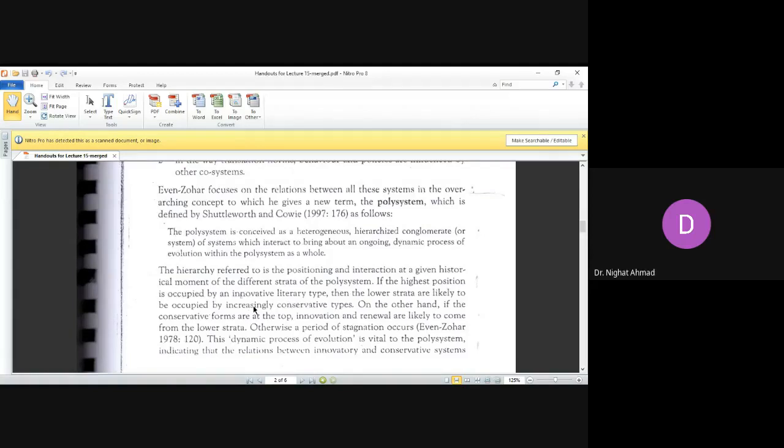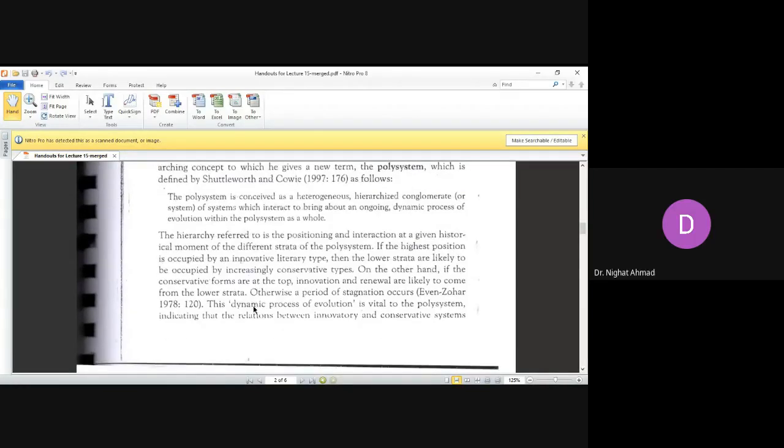How all these factors, a blend of different systems, and within that higher and lower, all blend together. It's a combination within the polysystem as a whole. So the hierarchy referred to is the positioning and the interaction at a given historical moment of different strata. So if you look at this, within a particular historical moment there were different strata of the polysystem, how it emerged, and how literature emerged.